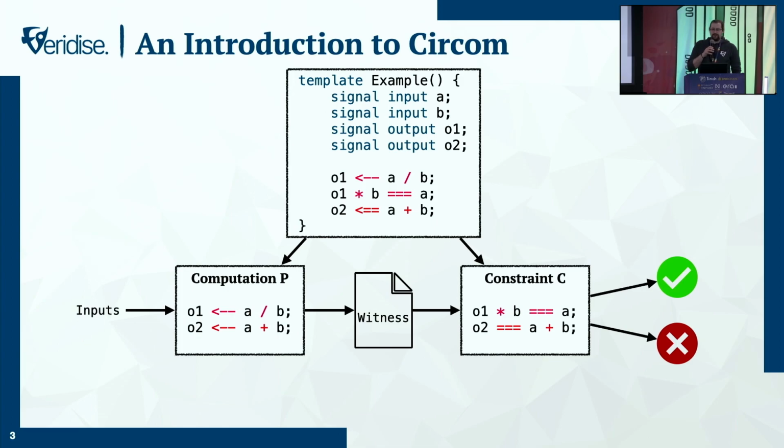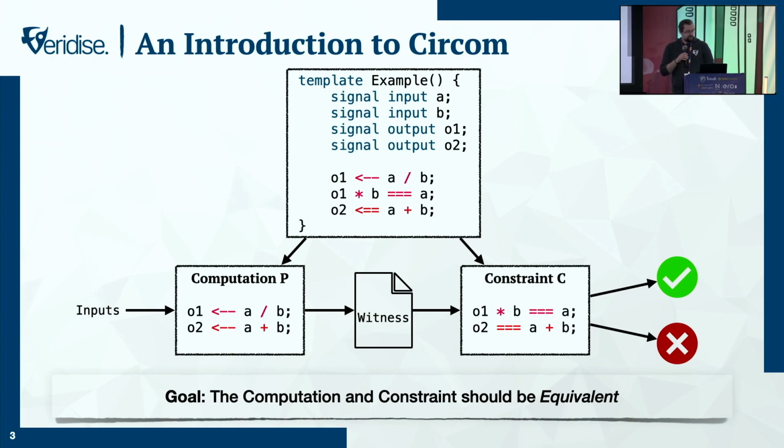And this is how the execution of the circuit ends up working. Essentially, your computation is going to take in your inputs and compute your outputs, and all of that gets composed into this thing called a witness. Then that witness is going to go into your set of constraints, and your constraints are either going to say, yes, this is verified, or no, it isn't. And so the goal of this is to produce a computation and a constraint that are equivalent.